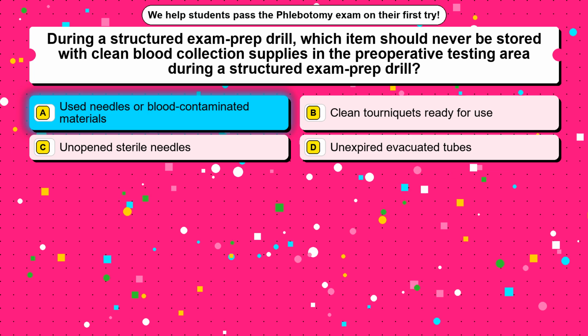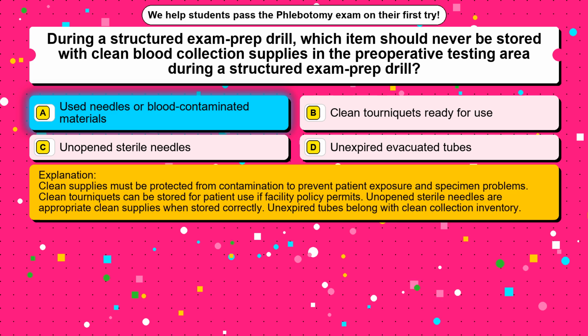The correct answer is option A. Used needles or blood-contaminated materials. Clean supplies must be protected from contamination to prevent patient exposure and specimen problems. Clean tourniquets can be stored for patient use if facility policy permits. Unopened sterile needles are appropriate clean supplies when stored correctly. Unexpired tubes belong with clean collection inventory.